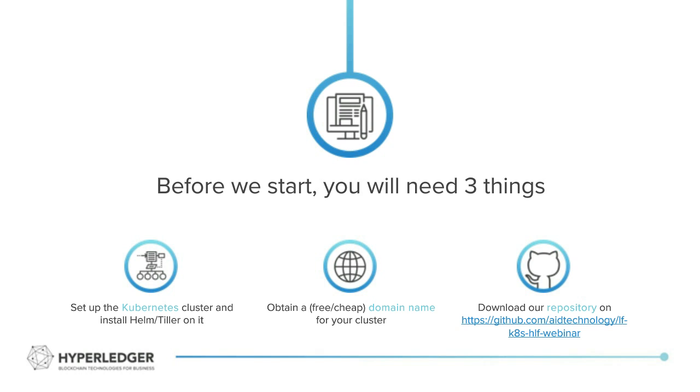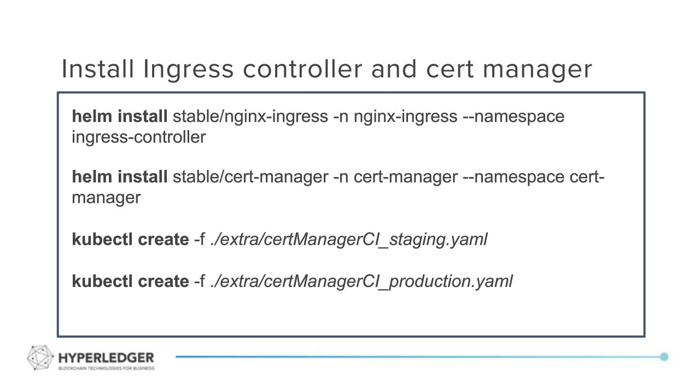Once you have a cluster, you will want to install an ingress controller. In this case, we use Nginx. And you will also install a certificate manager, which will renew the TLS certificates to access your subdomains by using a service called Let's Encrypt.